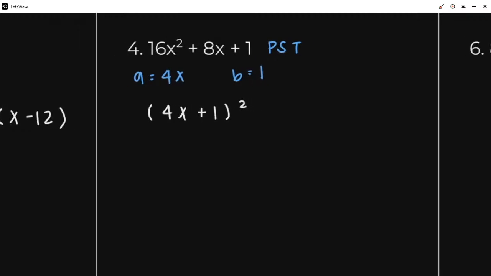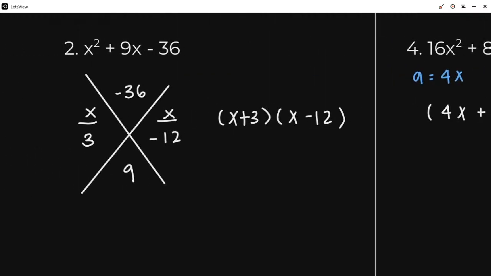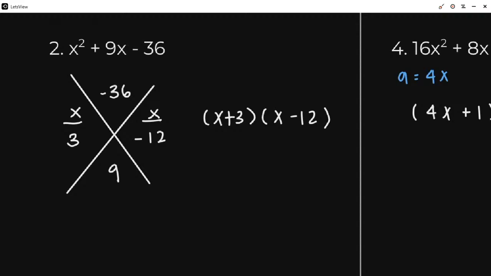Okay, so let me just go over one where it's not PST. If you look at this one, even though x squared is a perfect square, and 36 is also a perfect square, this is not a perfect square trinomial because first it's not plus 36 at the end, and the middle term isn't 2ab. So if we found a and b, a would be x and b would be 6, and the middle term isn't 12 or negative 12, so that's why it's not a perfect square trinomial. So that's why we can't use that equation.